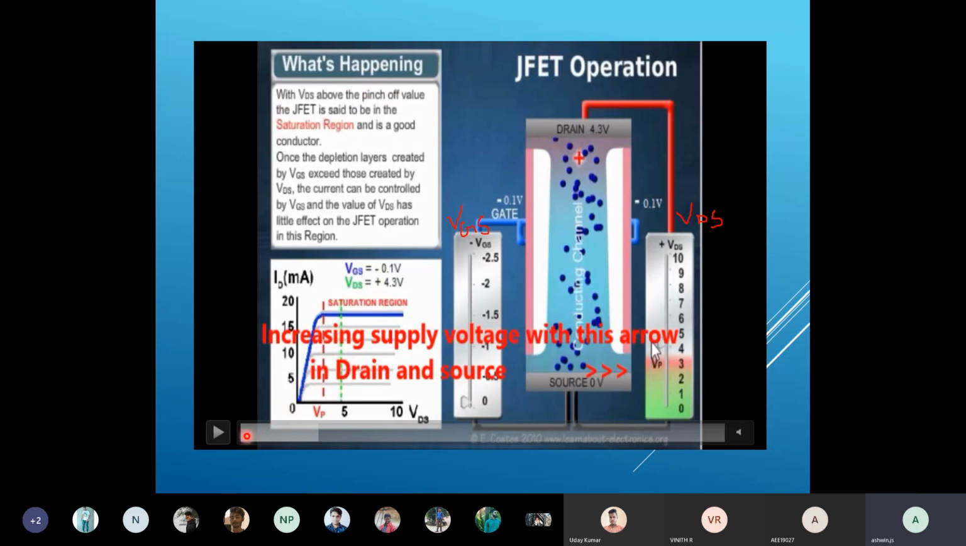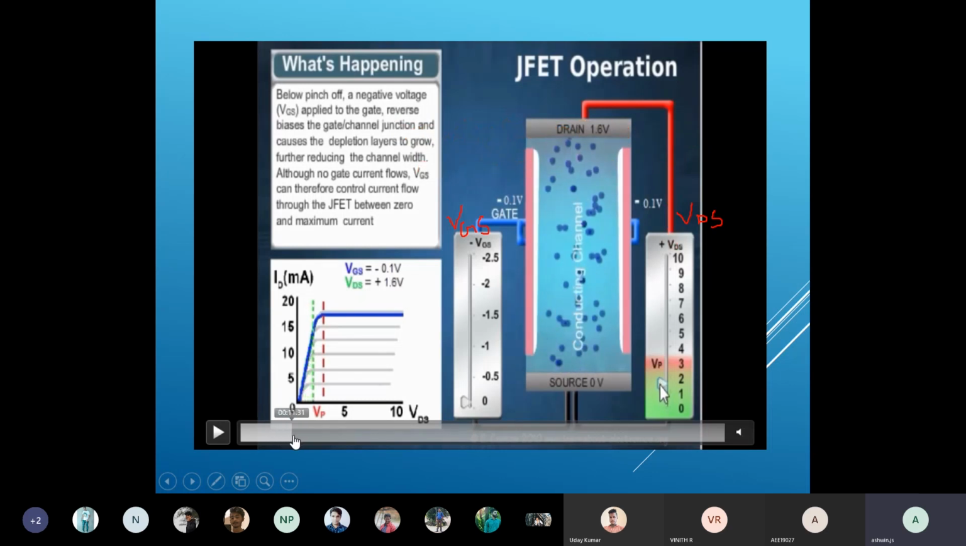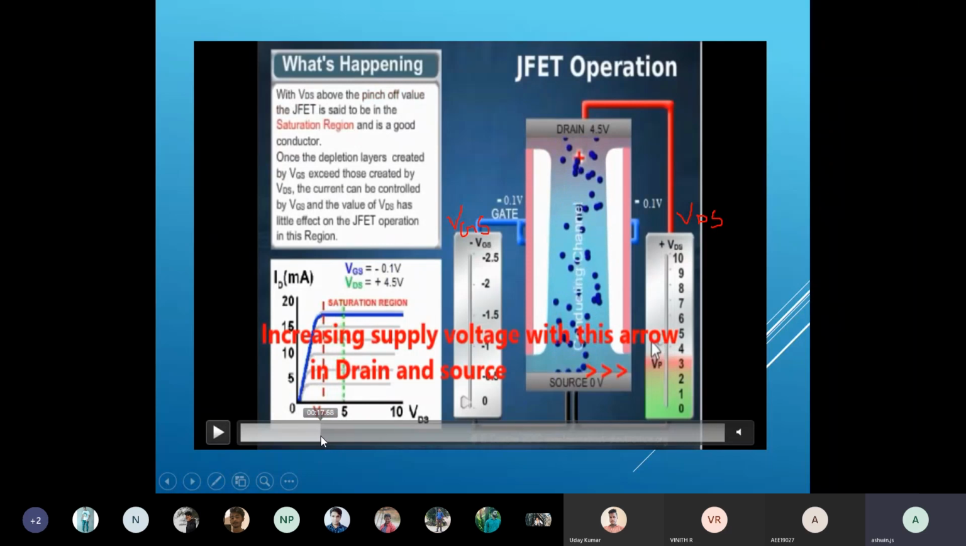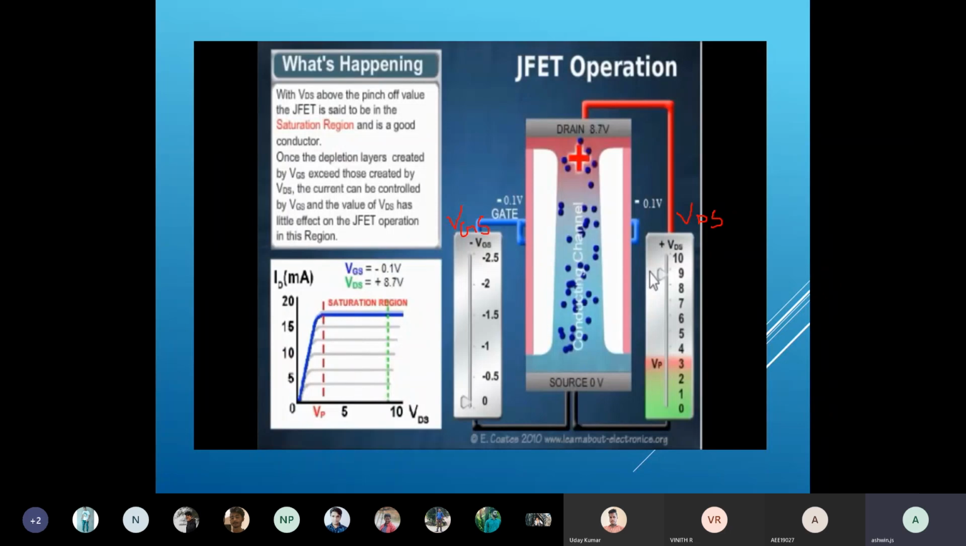Initially, if you look at this position, has the white area increased? No. Why? Because the voltage given to the drain is very low, so the depletion layer is small. Slowly, if I keep increasing, you can observe that the white area is increasing. Can you observe? So there is a change in the white area. It shows the flow is being controlled by the increasing depletion region, and the flow of electrons becomes stable.